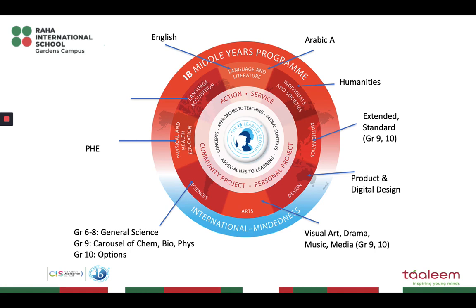Right, then we have PHE, and of course language acquisition, which is your French, Spanish, or Arabic B. And for the first time this year, grade 10 students have been able to opt out of Arabic, which many of them have done.